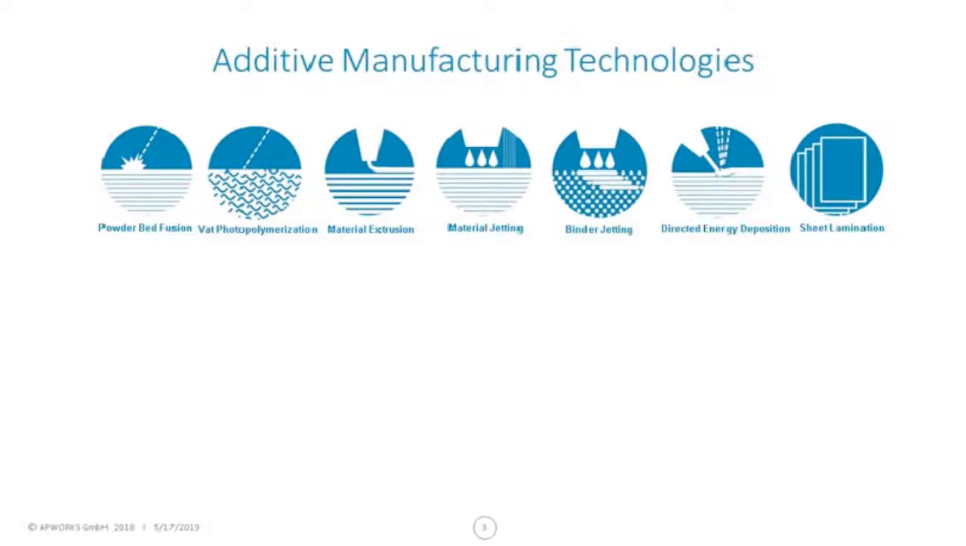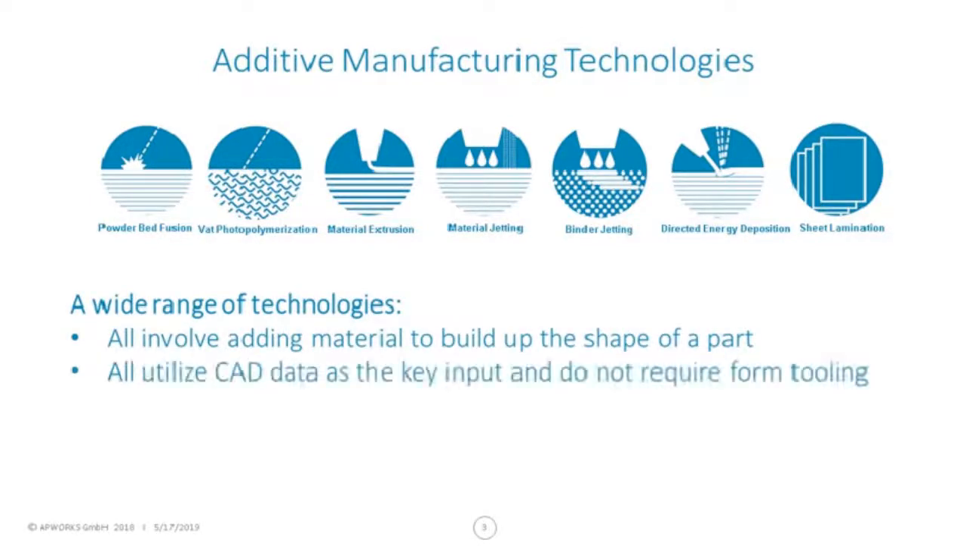Things like printing special capacitors, electronics, and so on. So it's come a long way since the early days of paper binding. So, I mean, the main message here is that it's a wide range of technologies. The main thing they've got in common is that they're all adding material to build up the shape of the part rather than removing material from a pre-existing lump of material, which might be the case, for example, with machining of a billet of metal.